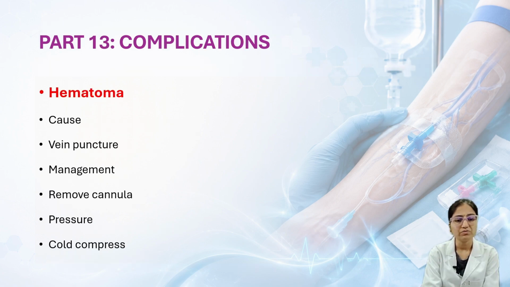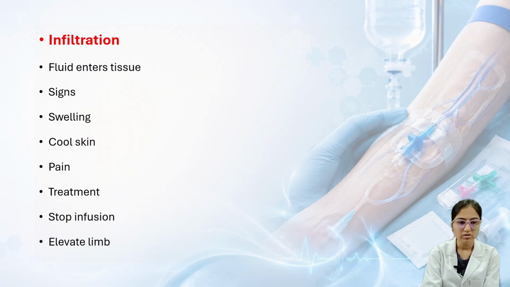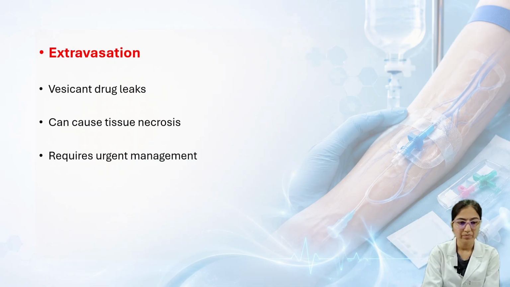Next, the important topic is complications. Hematoma: the cause is vein puncture, and management is to remove the cannula, apply pressure, and apply a cold compress. Next, infiltration: fluid enters the tissue. Signs are swelling, color change, cool skin, and pain. Treatment is to stop the infusion and elevate the limb. Next, extravasation: a vesicant drug leaks, which can cause tissue necrosis and requires urgent management.